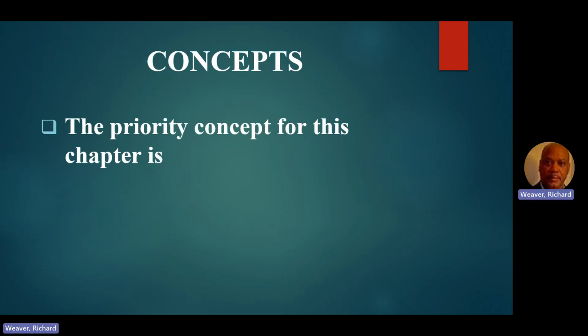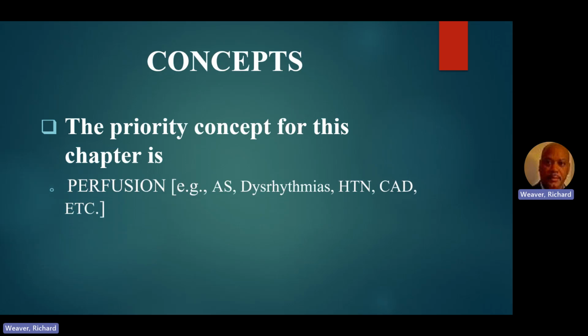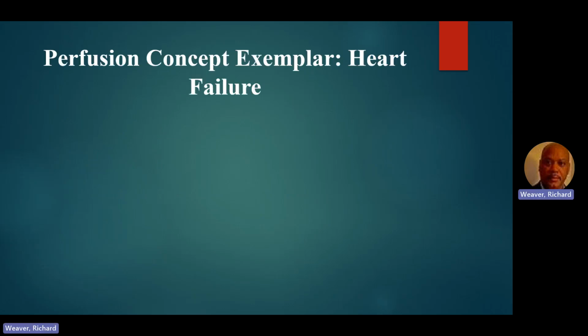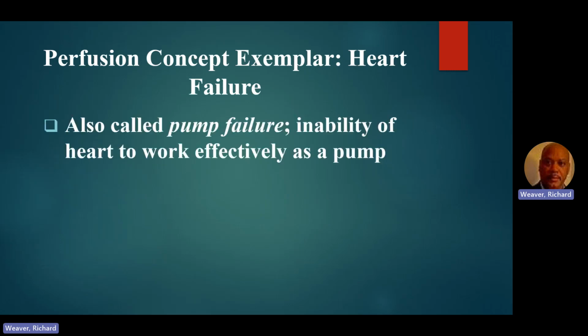Take a look at the priority concept for this chapter, which is perfusion. Whether a patient has aortic stenosis, dysrhythmias, hypertension, or CAD, there's still a perfusion problem. And so many of the symptoms are pretty much the same. Now, the exemplar that we are using as far as perfusion is concerned is heart failure, as I mentioned earlier. It is also called pump failure. I've also heard forward failure because, as we know, blood is pumped forward. It is supposed to go in a forward direction.